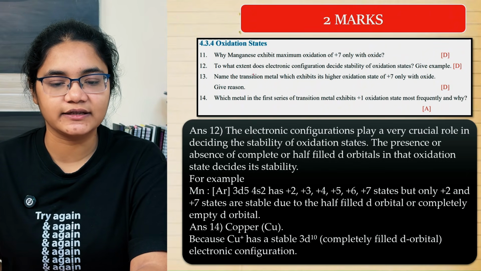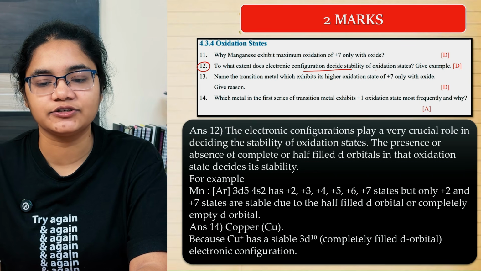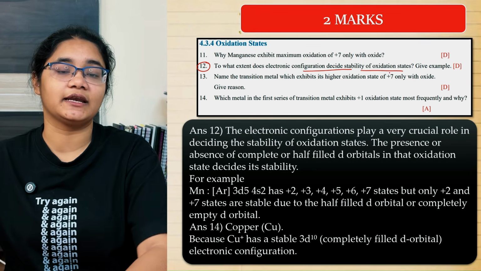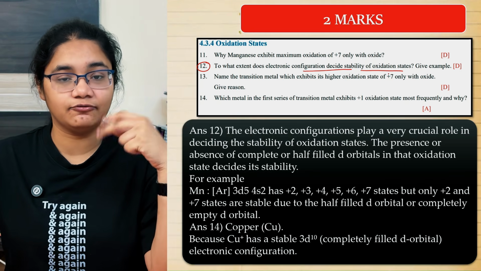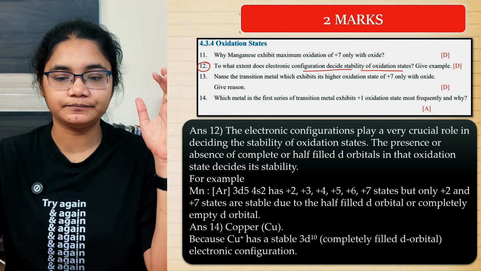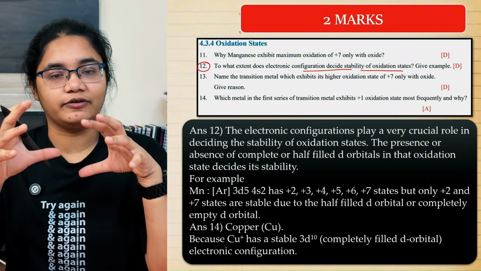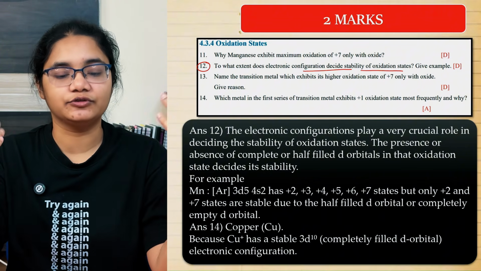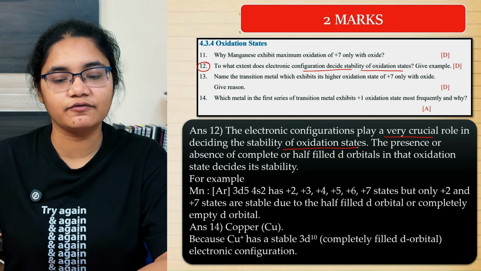So first of all, you can check here answer number 12. To what extent does the electronic configuration decide the stability of the oxidation state? You should know that the half-filled configuration and fully filled configuration are very stable. If the atom is in that particular electronic configuration, then that oxidation state will be more stable. So the electronic configurations play a crucial role in deciding the stability of the oxidation state.